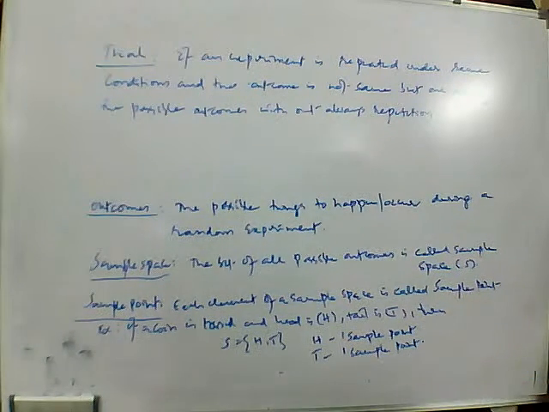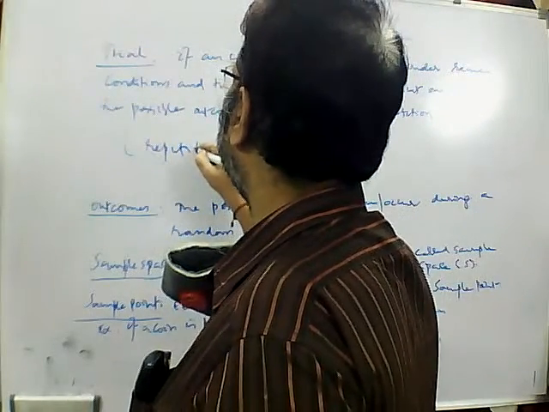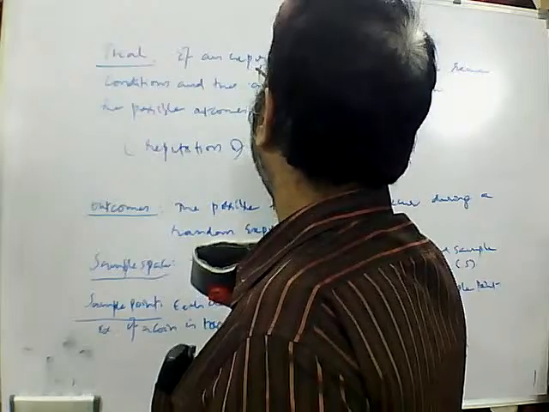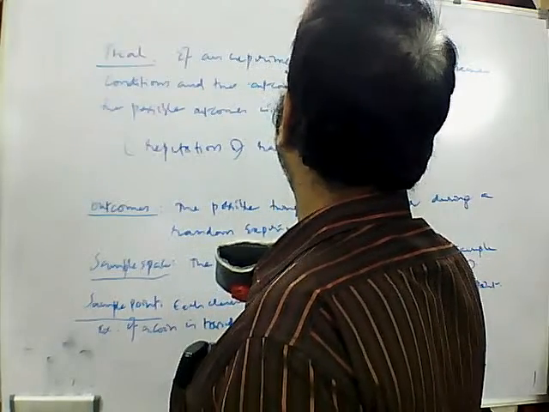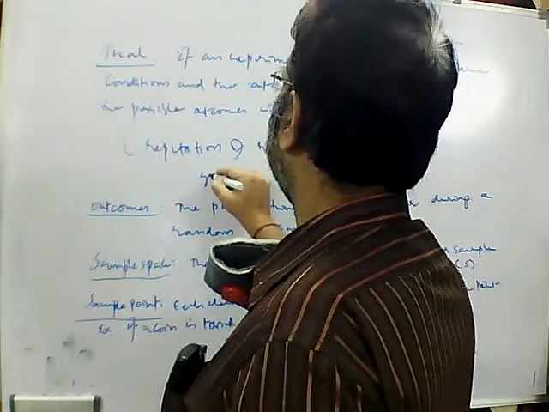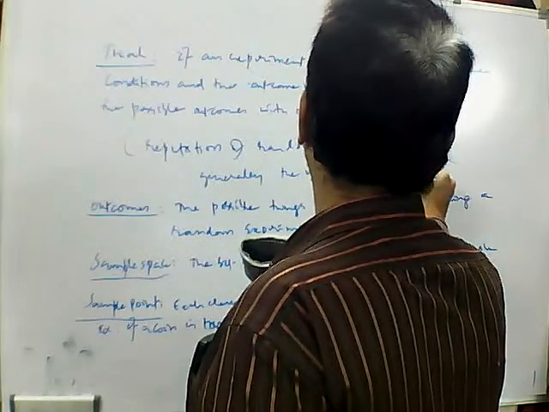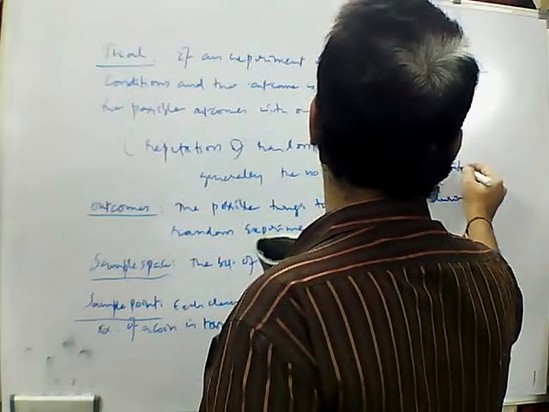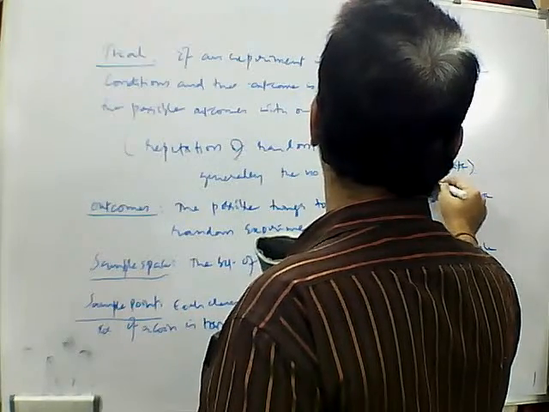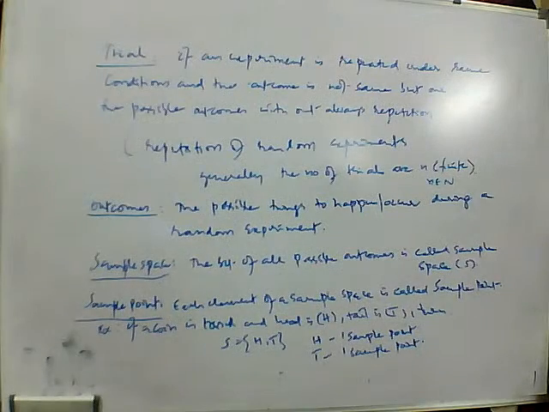So repetition of experiment is nothing but repetition of random experiment. It is called a trial. Generally the number of trials n is finite, and n belongs to the natural numbers because you don't have zero trials. So n is a natural number and it is finite.